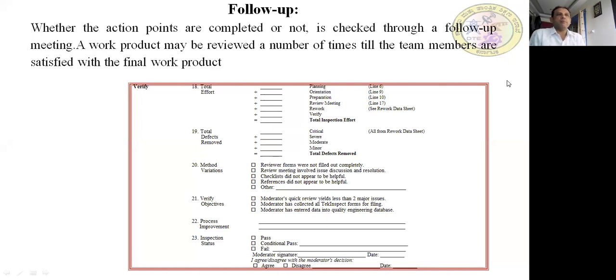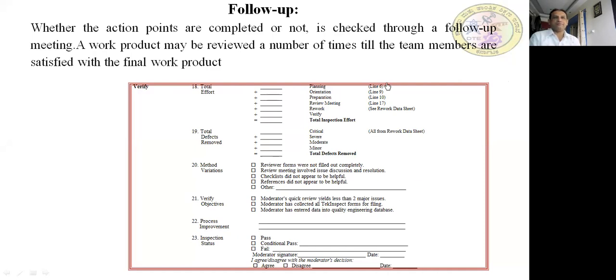A work product may be reviewed a number of times till the team members are satisfied with the final work product. It is not a one-time or two-time task. The process may be repeated until the review team is satisfied with whatever you have done. If they are satisfied, they may approve it. If they are not satisfied, the process will be cyclic until the software is rectified. Then the review team may write down all these formats.